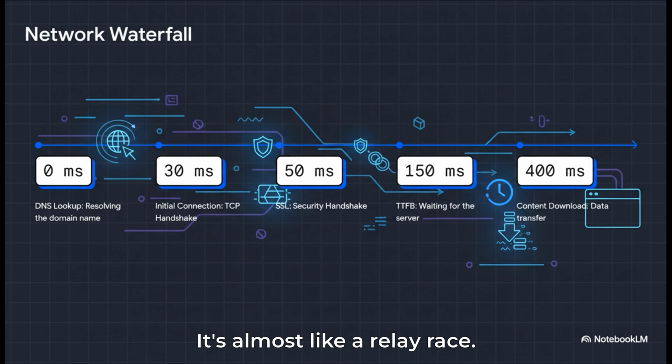It's almost like a relay race. It starts with resolving the domain name in the DNS lookup, passes the baton to establish the TCP connection, then does the SSL security handshake. After all that, we wait for the server to actually think about what we asked for. That's TTFB, or time to first byte. And finally, the actual content downloads to the user's browser.